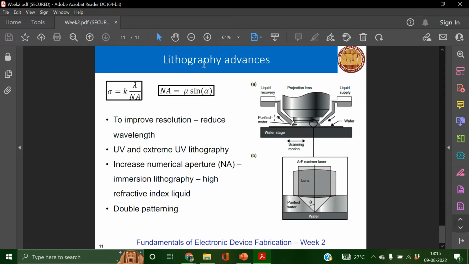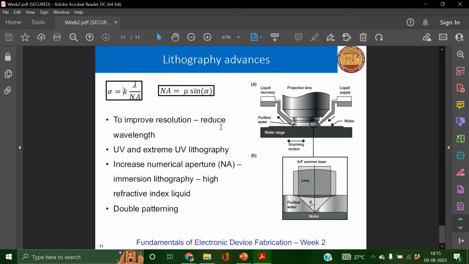And then we have how to control lithography. The smaller we can get a feature on the wafer, the greater the miniaturization of the device. That is controlled by this factor, sigma. Sigma is equal to k lambda divided by NA, where k is a constant, lambda is the wavelength of light that is used, and NA is the numerical aperture. The numerical aperture is given by mu sine alpha, where mu is the refractive index of the medium in which this takes place, and alpha is the half angle of incidence.